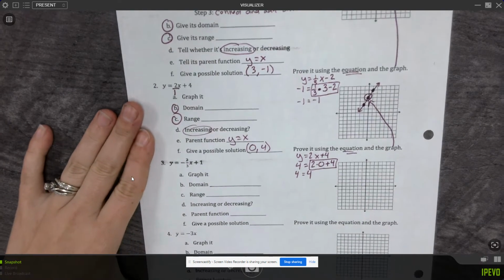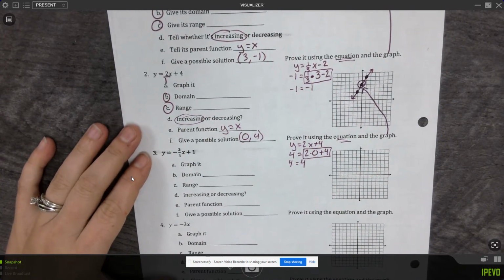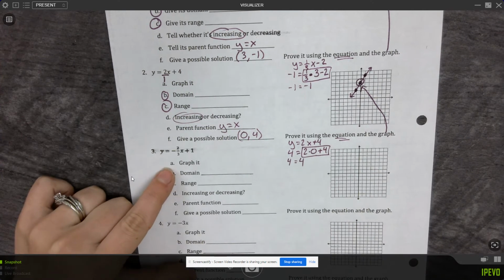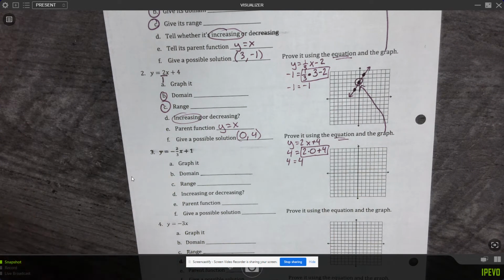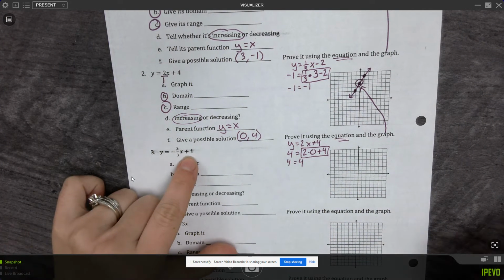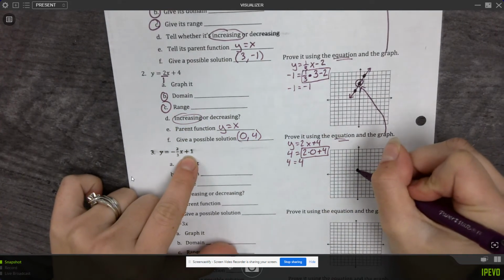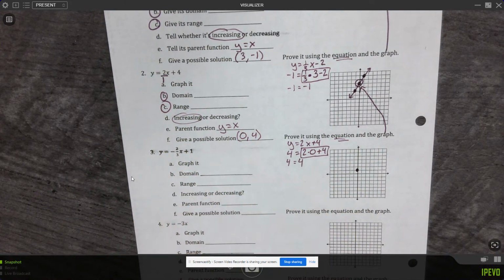Okay, number 3. Graph it. Step 1, y-intercept, which is a positive 1. So on your y-axis, put a dot on the positive 1. Step 2 is using your slope, which is negative 2 over 3.